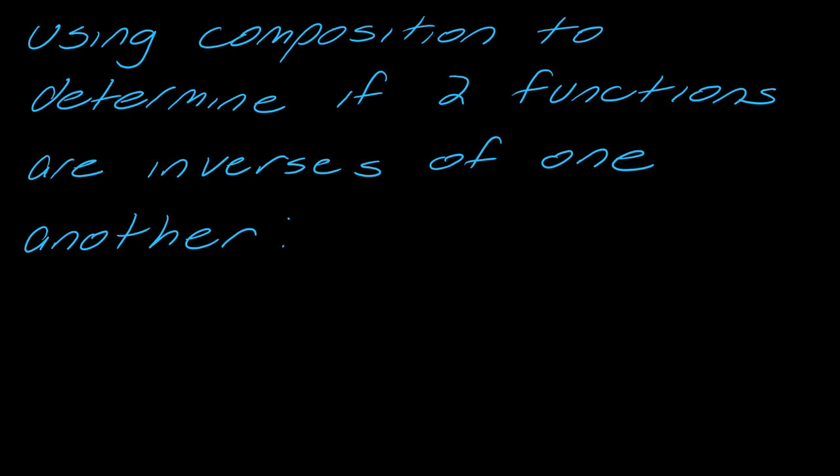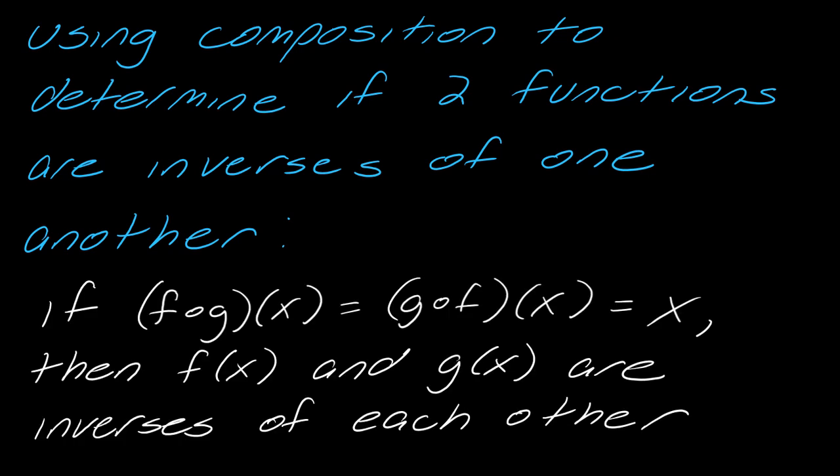Okay, so I have just one other topic I want to cover with you guys. We're going to talk about using composition to determine if two functions are inverses of one another. So here's the way that works. To perform composition, you're going to take f composed with g and g composed with f. And if when you do that composition that equals x, then that means that the two functions are indeed inverses of one another.